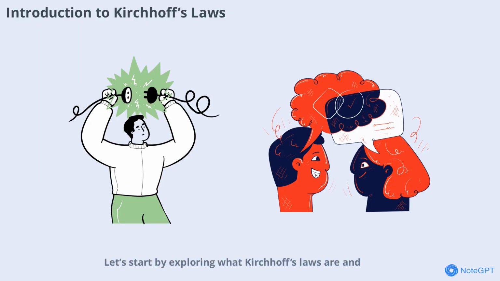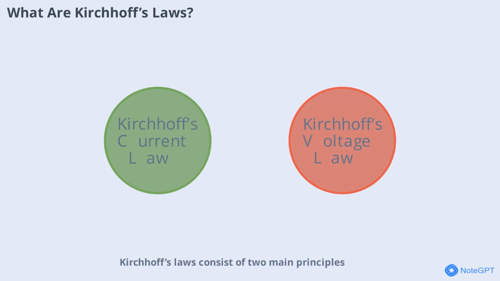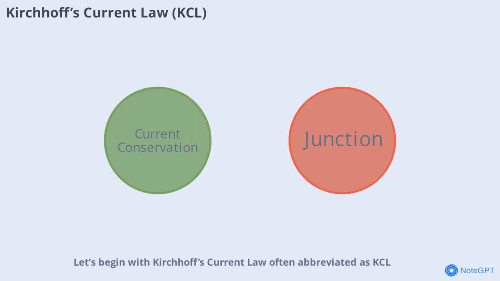Let's start by exploring what Kirchhoff's laws are and why they're so important in electrical engineering and physics. Kirchhoff's laws consist of two main principles: Kirchhoff's current law, KCL, and Kirchhoff's voltage law, KVL. KCL deals with the flow of electric current at a junction, while KVL focuses on the sum of voltages around a closed loop. These laws were formulated by Gustav Kirchhoff in the 19th century and remain essential for circuit analysis today. Understanding these laws helps us solve for unknown currents and voltages in circuits that might seem complicated at first glance.